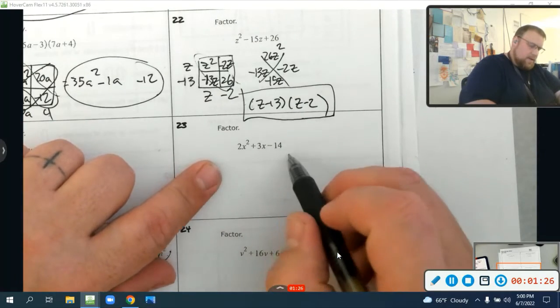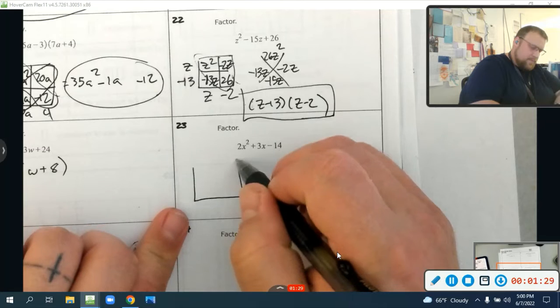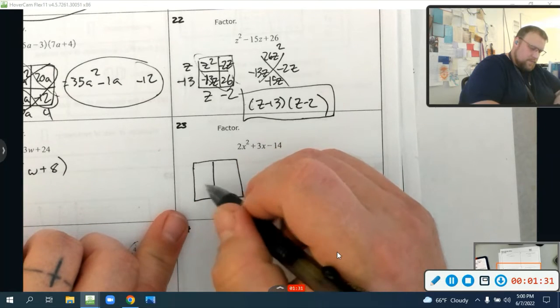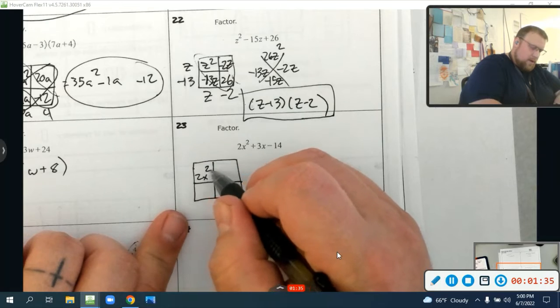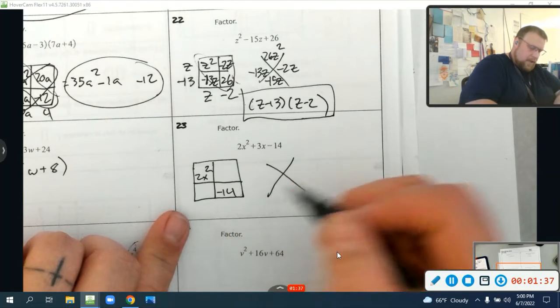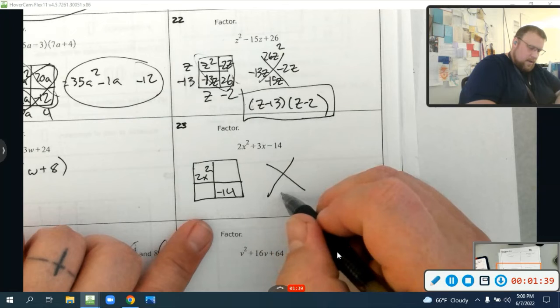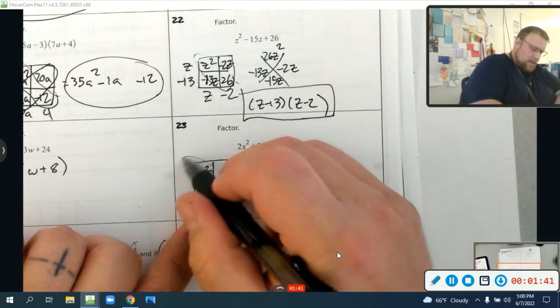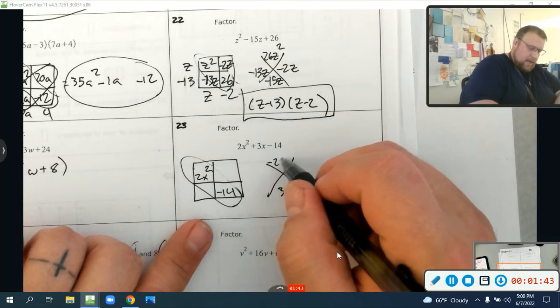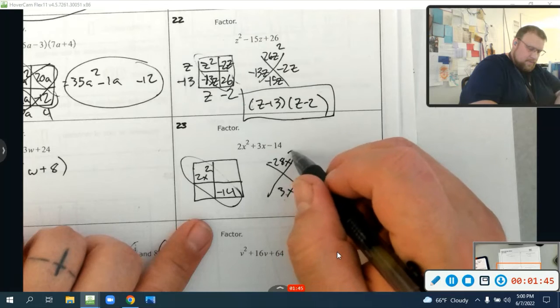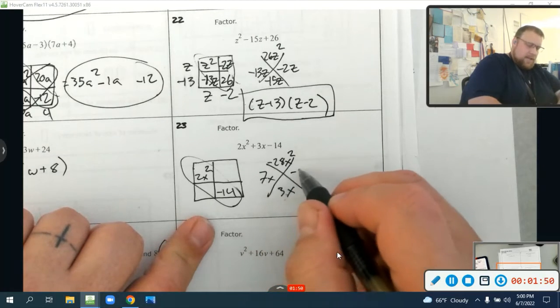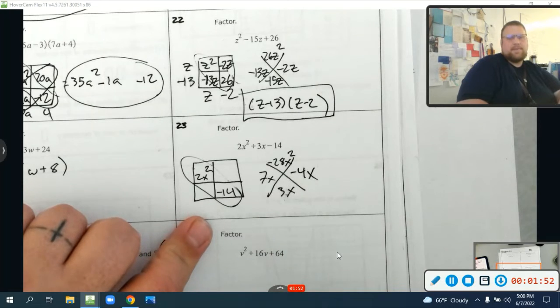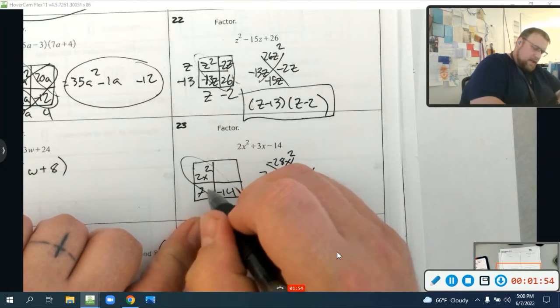All right, let's go ahead and factor this one out. Two x squared minus 14 and 3x down here. Multiply these together and I get negative 28x squared. Which, watch it, 7x times negative 4x. So let's put that in there, 7x.